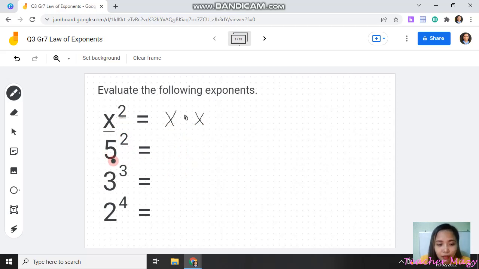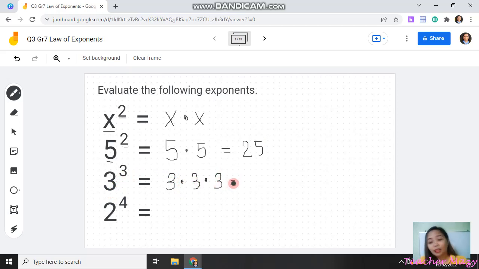Next, for this one, we have 5 squared. So our base is 5 and the exponent is 2. That means we need to use 5 as a factor twice. So that is 5 times 5. And then simplify it. 5 times 5, the product is 25. Next, we have 3 cubed or 3 raised to 3. That means we use 3 as a factor thrice. That is 3 times 3 times 3. 3 times 3 is 9, and times 3, that is 27.